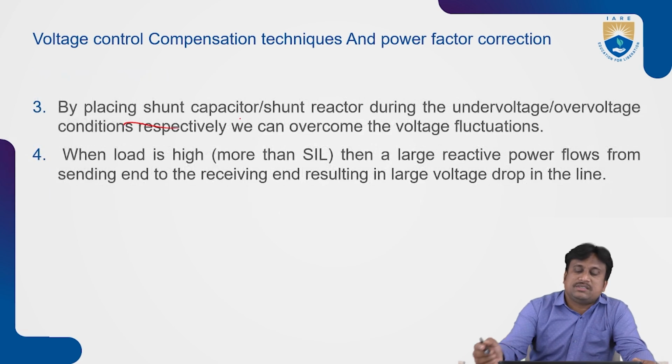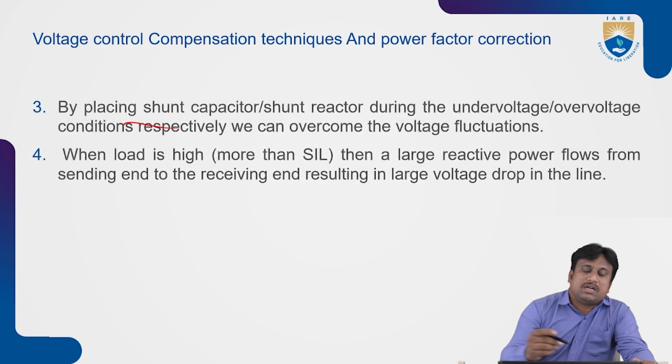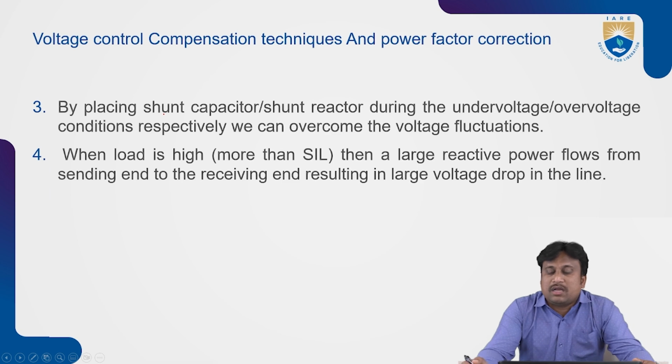So by placing a shunt capacitor or shunt reactor during under voltage or over voltage conditions, we can overcome the voltage fluctuations very easily. When the load is high, that means more than the surge impedance loading, a large reactive power is going to flow from the sending end to the receiving end, which will result in a large voltage drop in the line. So this makes it suitable for system considerations.